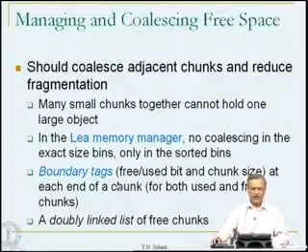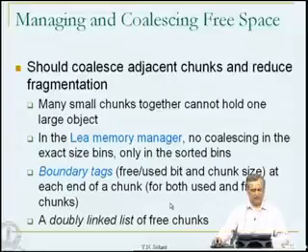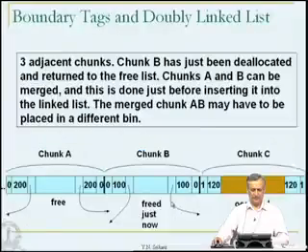Then how is this coalescing done? We use what are known as boundary tags. This is a bit which indicates whether the chunk is used or it is free, and there is also information about the chunk size itself. This is maintained at the end of each chunk for both used and free chunks, and there is a doubly linked list of free chunks. This is true for first fit, best fit strategy and also for the bin based strategy. So, let us look at a picture.